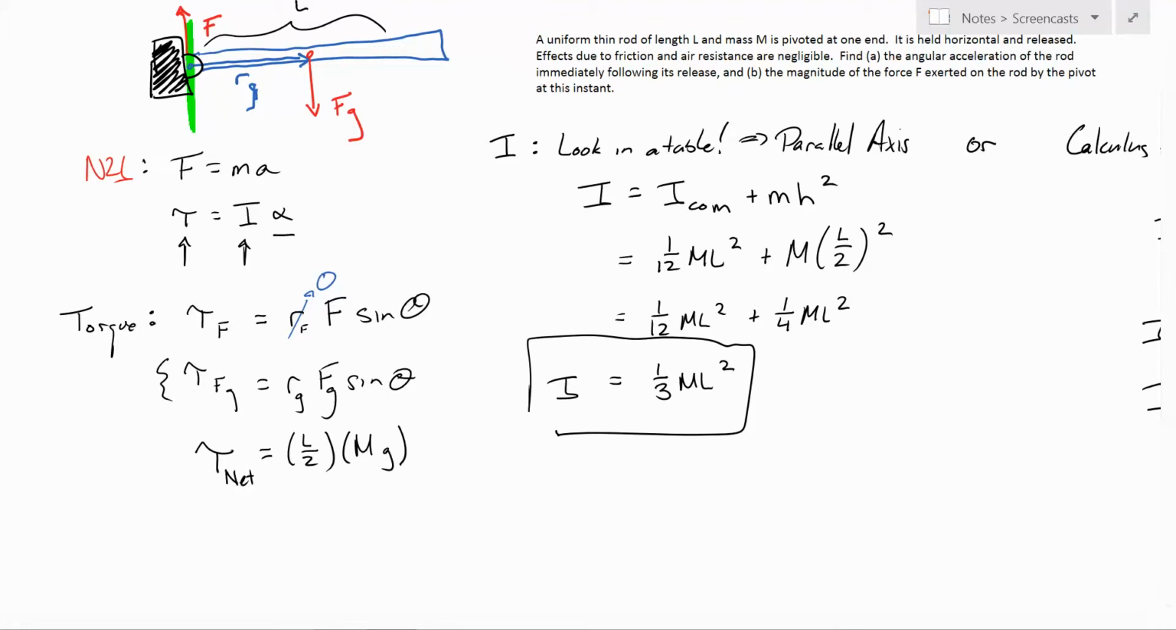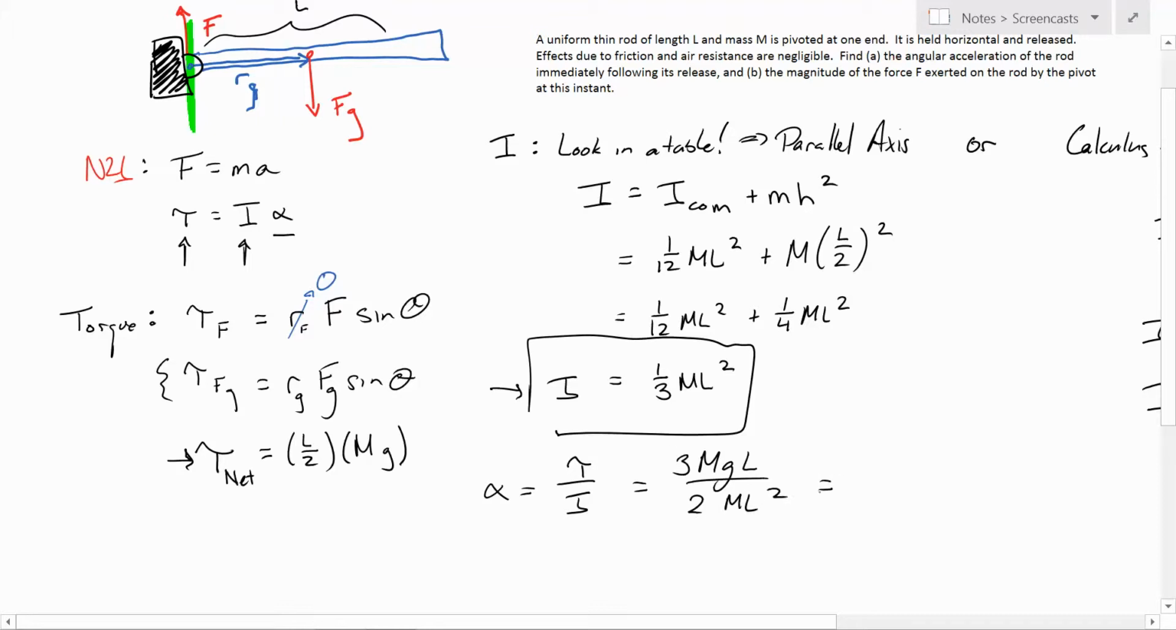So, if I know the torque and I know the rotational inertia, I can calculate alpha. I know that alpha is then going to be the torque over the rotational inertia, or let's see, mgL over 2, and then we have a third mL squared, which would be 3g over 2L, if I do my math right.